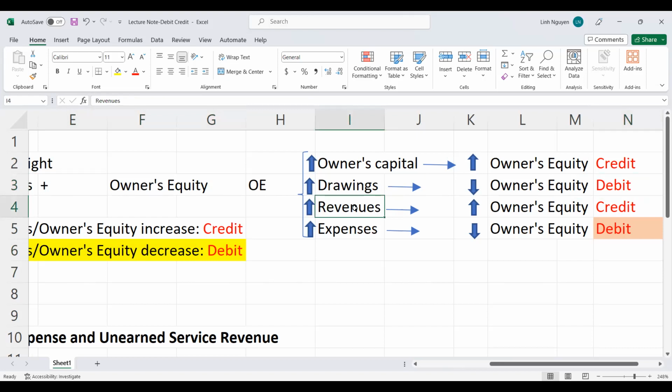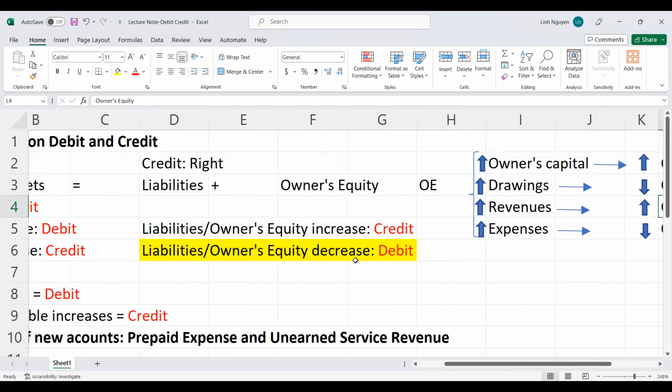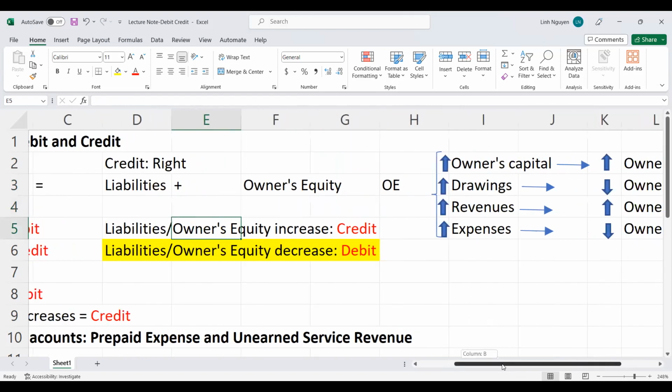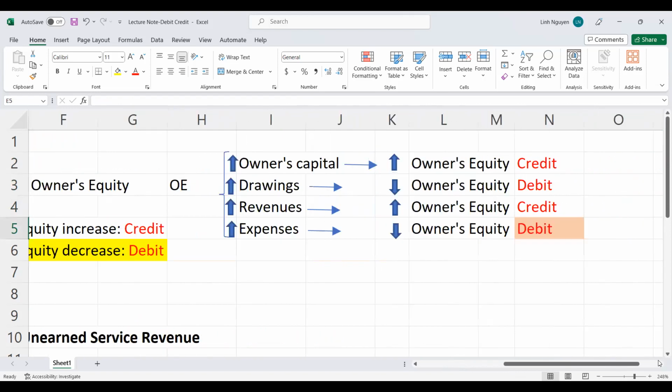Now, next we have revenues. Revenue means the money that the company earned when they provide a service or when they sell inventory to the customers. We call it revenues. So when revenues increase, it means our owner's equity will increase. When owner's equity increases, we credit. So here, when we have an increase in revenue, we credit.